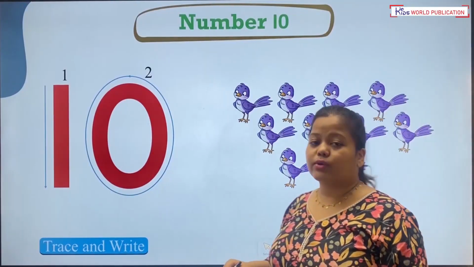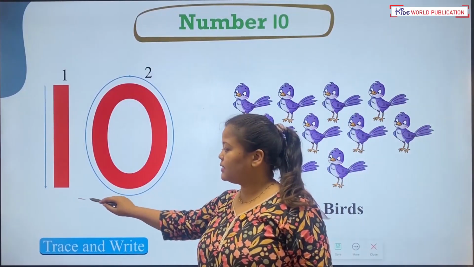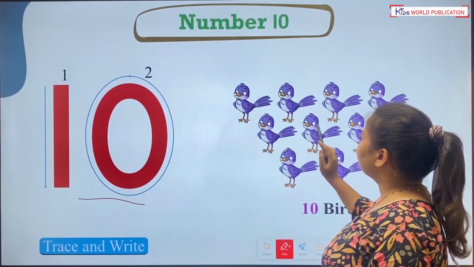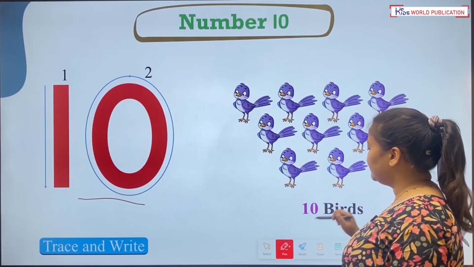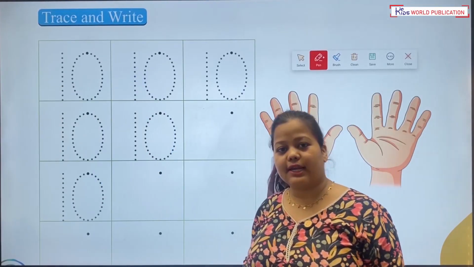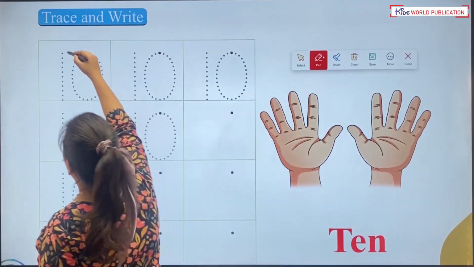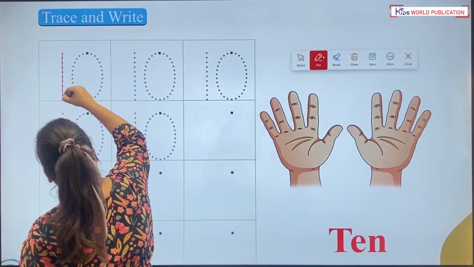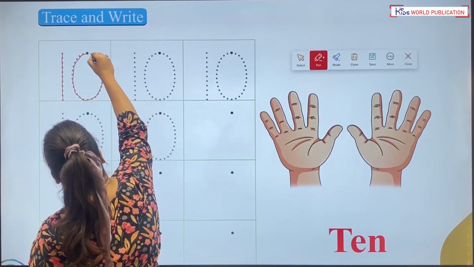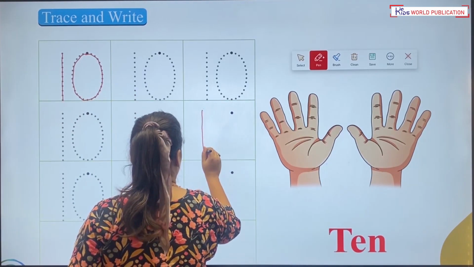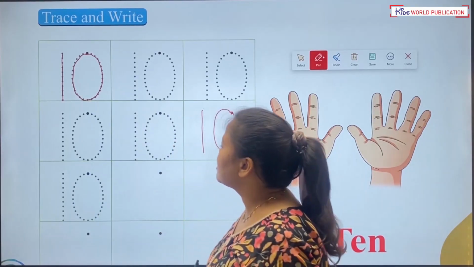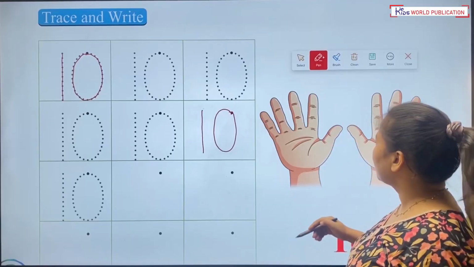Number 10. So kids, this is number 10. 1, 2, 3, 4, 5, 6, 7, 8, 9, 10. 10 birds. Trace and write. So kids, let's trace it. So this is how you will trace the number 10 and write it.